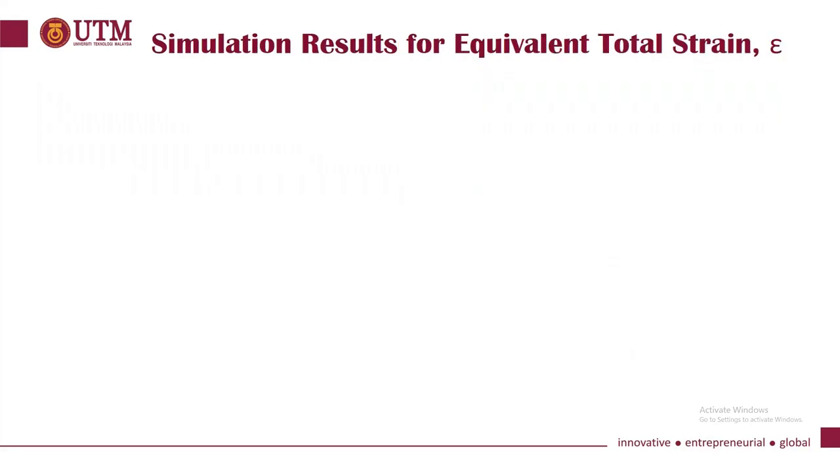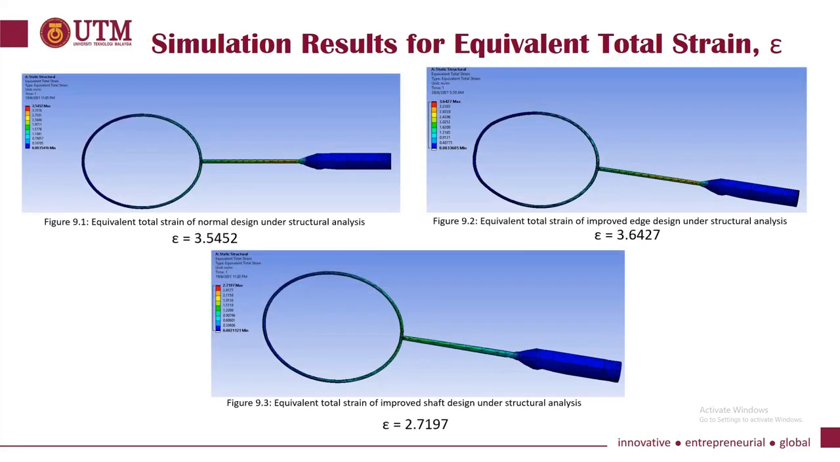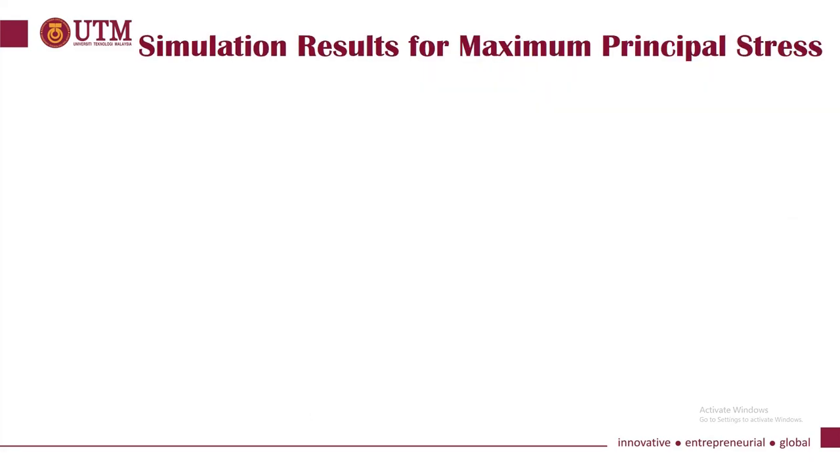Moving on, the simulation results for equivalent total strain are as follows. Figure 9.1 is the normal head shape and 0.4 cm radius shaft simulation, showing an equivalent total strain of 3.5452, while in Figure 9.2, the strain for the improved edge design is 3.6427. Lastly, in Figure 9.3, the strain for the improved shaft design is 2.7197.